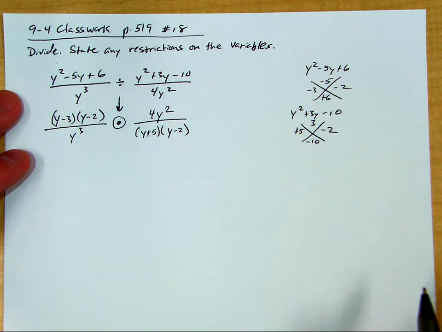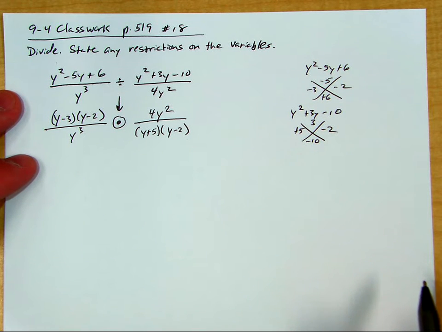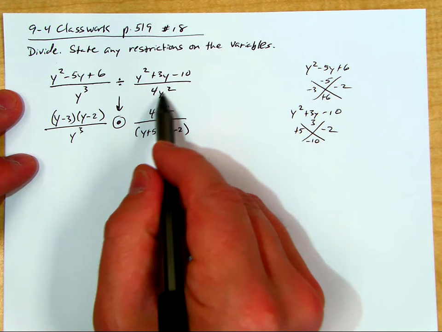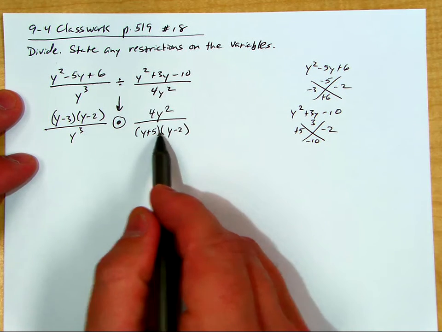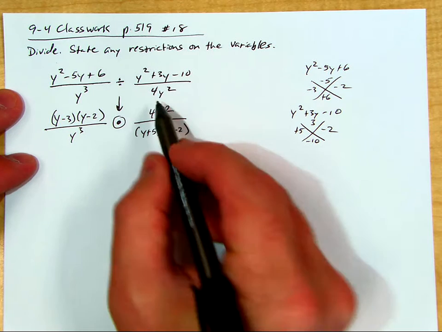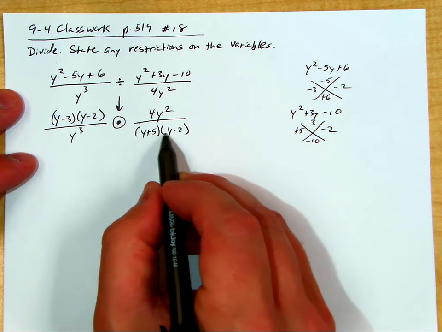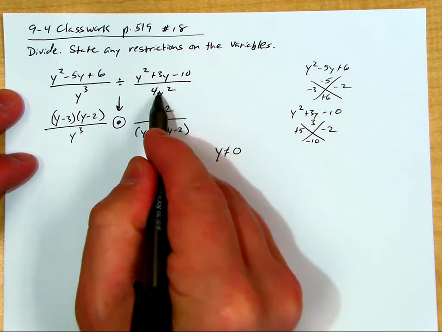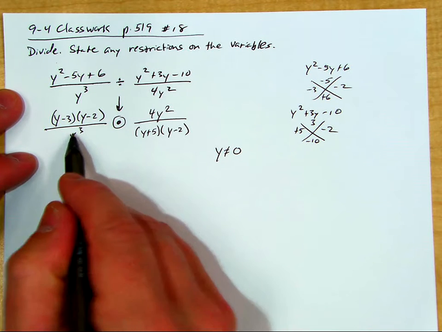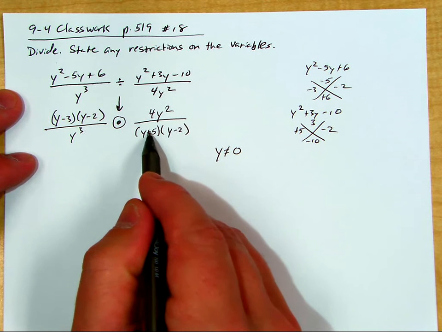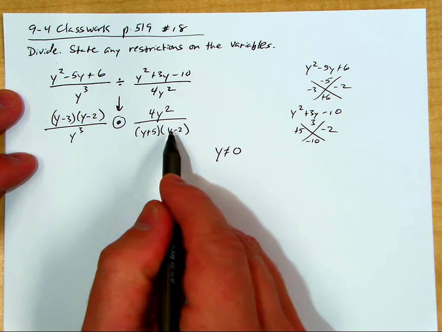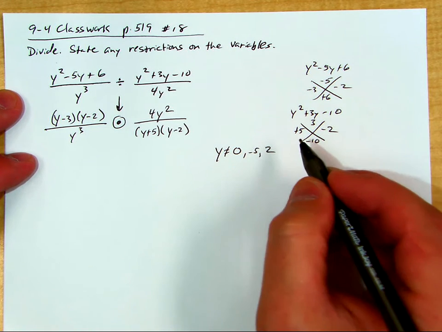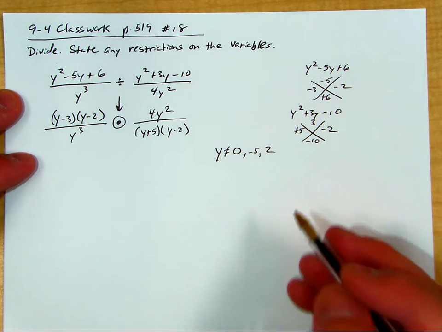Now we've got everything set. Now we can state some restrictions on our variable before we go canceling stuff out. So remember, we have to look at this denominator and this one and this one. When it's just a variable with no add or subtract, that means your restriction is y cannot equal 0. That's from right there and right there. Now we just have to be worried about this. Y cannot equal negative 5 and positive 2. So there's our restrictions. So let's cancel some stuff out if we can.